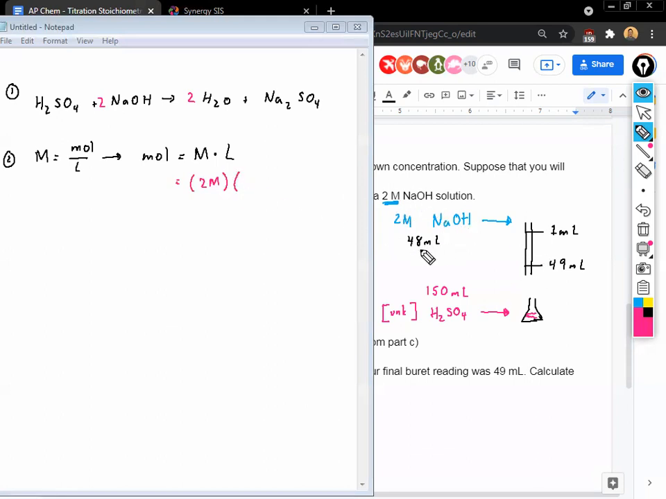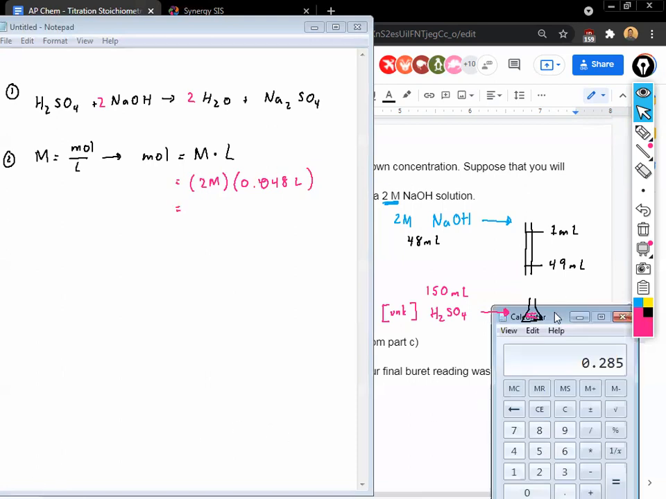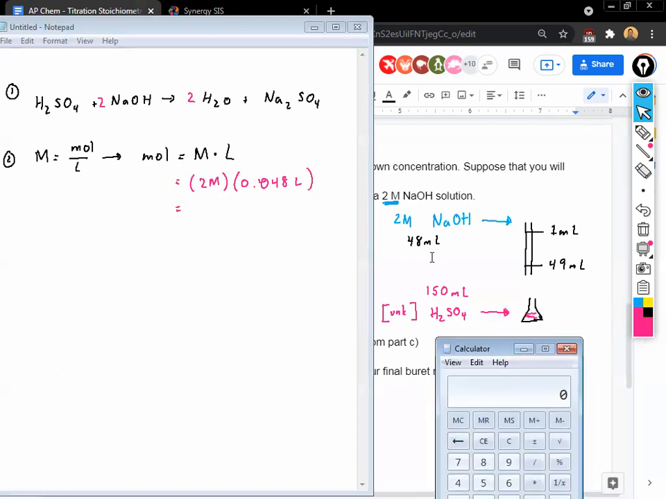We used 48 milliliters, which is the same as 0.048 liters. And so if we just want to calculate for moles, we can pull up our calculator. That's going to be 2 times 0.048, and you should get 0.096. So the amount of base that we dropped is 0.096 moles of NaOH. This is the amount of moles of base that we used to neutralize the acid.